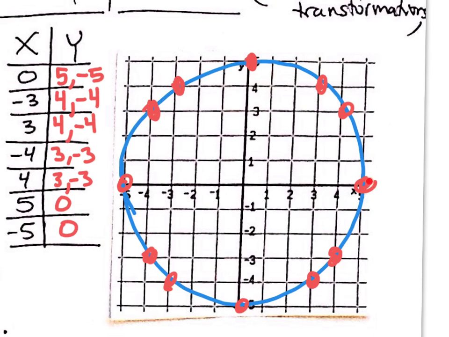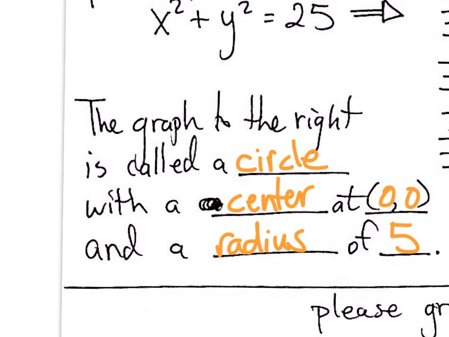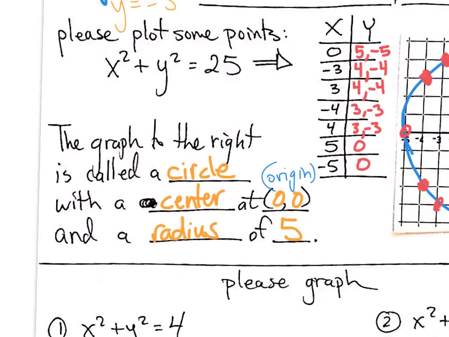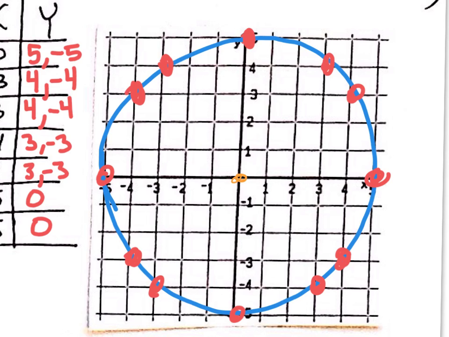And if we connect them with this blue line, you see that we end up with a, what's this shape called? Circle. It has a center at 0, 0, the origin, and it has a radius of 5. So radius, distance from the center to the circle, maybe we should label that. Here is our center, and this distance here, radius.